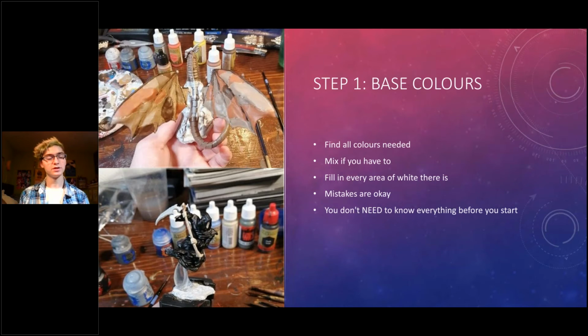Find all the colors that you need. Look at your miniature and think about what it would look like, approximately. And then find the different colors in your paint collection that might go with it, and see what might go where. Start with some part of your mini and then just go from that.